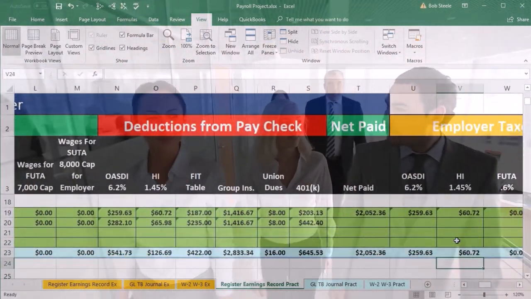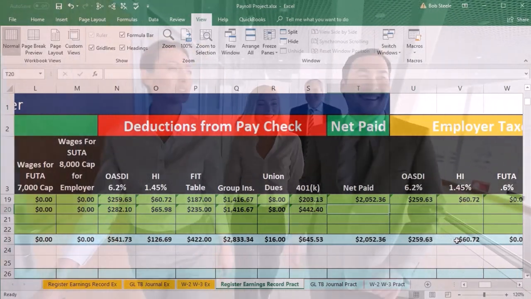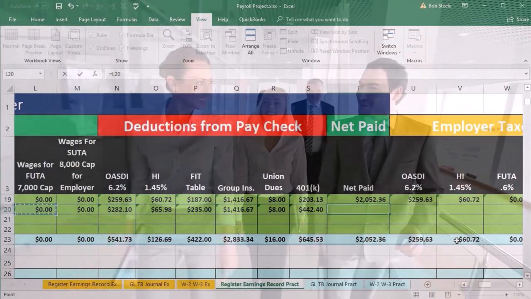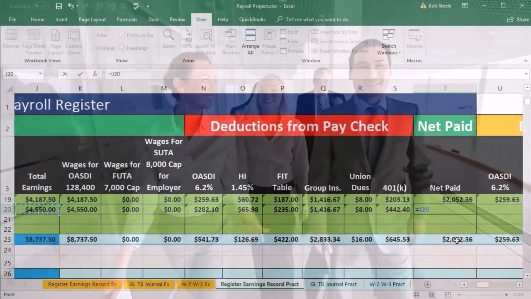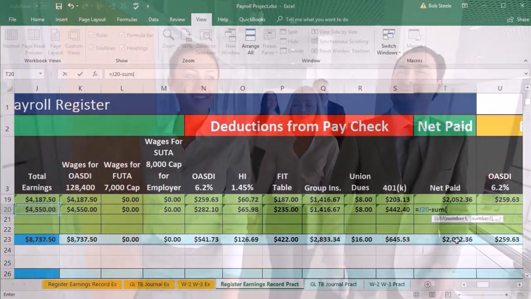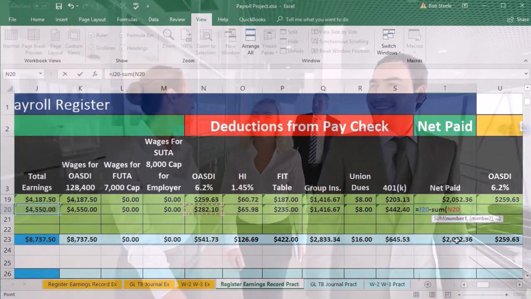Net check, we'll calculate here. So I'm going to do that all with the keyboard now. We're going to say this equals left, left, left, left, left, left, left, left. Total earnings minus SUM, shift 9. There's our sum function. Left, left, left, left, left, left.